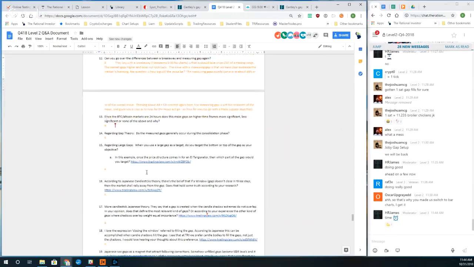Number 13, since the BTC altcoin markets are 24 hours, does this make gaps on higher time frames more significant? Frankly speaking, you just don't see gaps on higher time frames that often because of this fact. And if we do see price gaps on these charts, they become hugely significant. So, less significant or more significant? The answer is more significant.